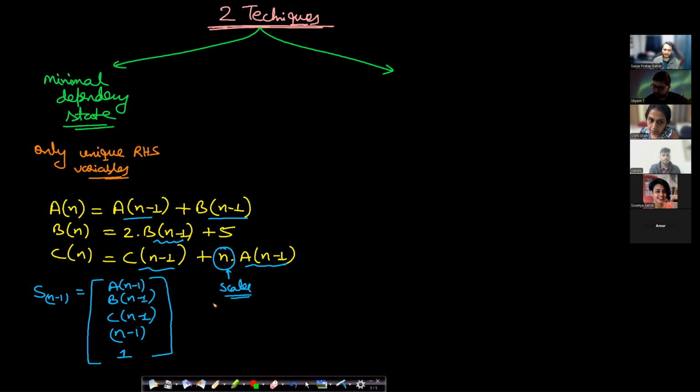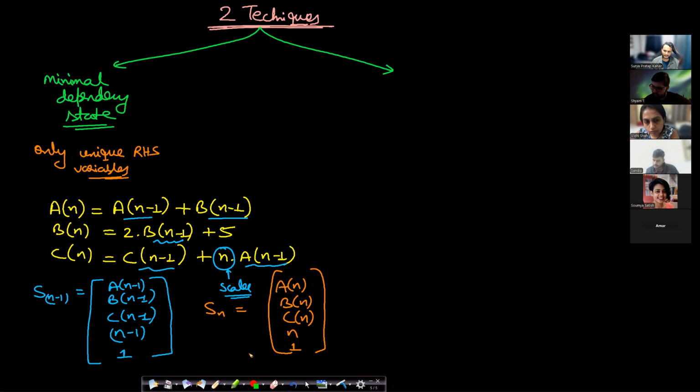Okay, and you know what will be S of n? What will be S of n? You add one value to each of these: A of n, B of n, C of n, n, and 1 will remain as 1, because this 1 is only for the constant. Anyway, I'm just going to multiply it one time, the state vector multiplied by M to the power of n minus 1, right? So only one multiplication will be done. Always take 1 for plus or minus of a constant. You can also consider a minus value if it is minus, but I will always take 1.